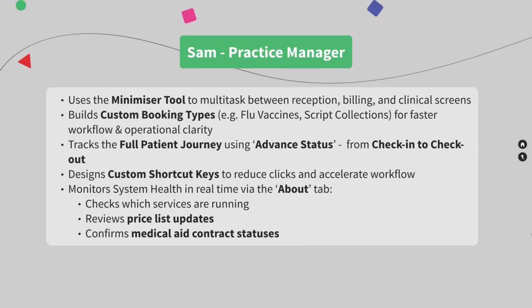There are some tools that the practice manager can use. Yes, some of the other roles can also use them, but for the sake of this example, I'm going to stick to Sam, the practice manager. He can use the minimizer tool to multitask between things without having to commit to anything. He can make custom booking types for times like a seasonal flu vaccine, just to make workflow better. And he can track the full patient journey because he sees the entire diary.